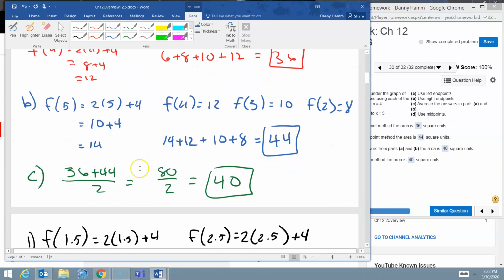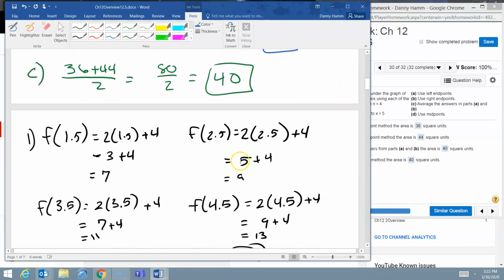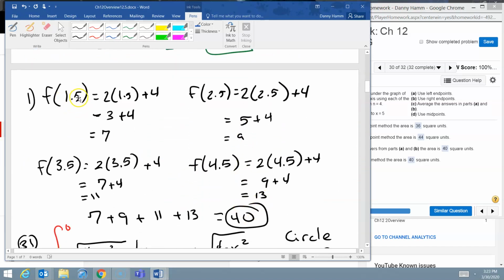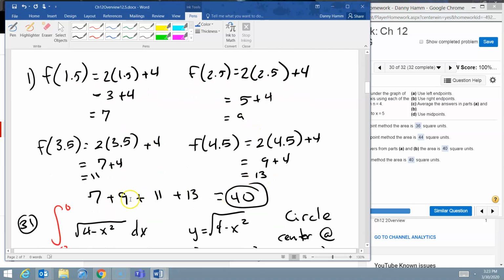And so as you can see, since we're dealing with a linear equation, that's also the same answer. So as I plug in 1.5, I get 7, I get 9, I get 11 and 13. I add up those and I get 40. So it seems like a very complicated way of simply just finding the area of rectangles.